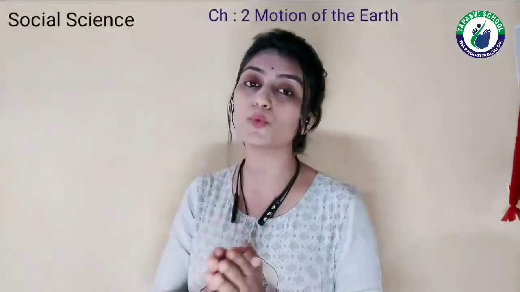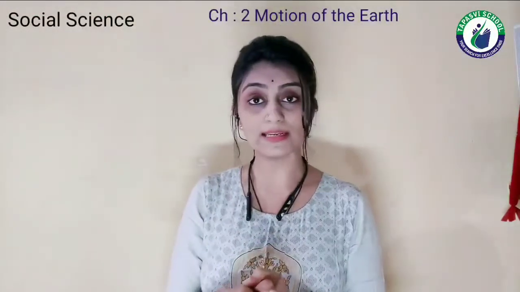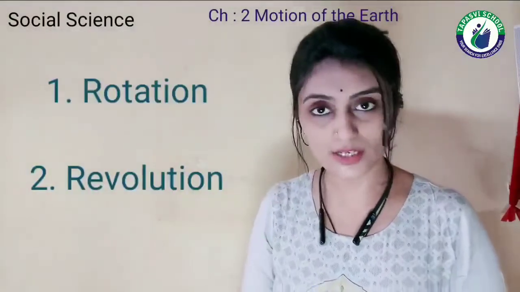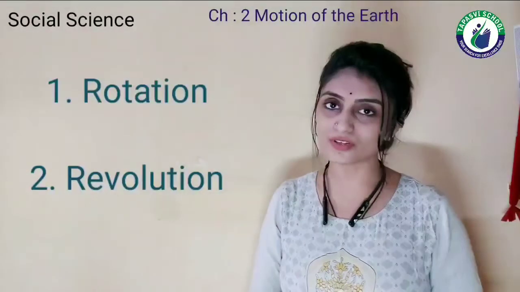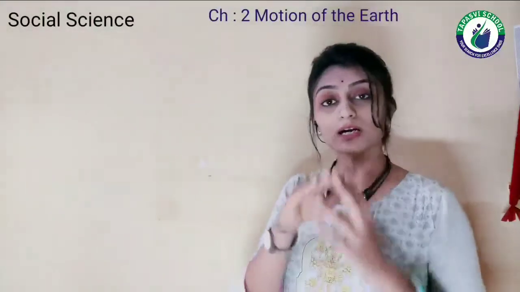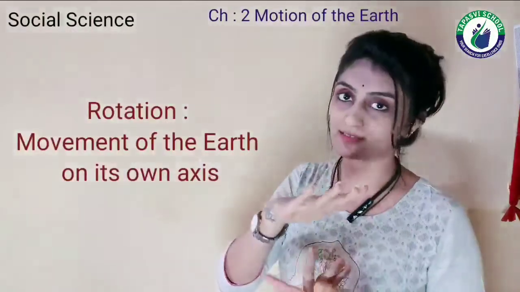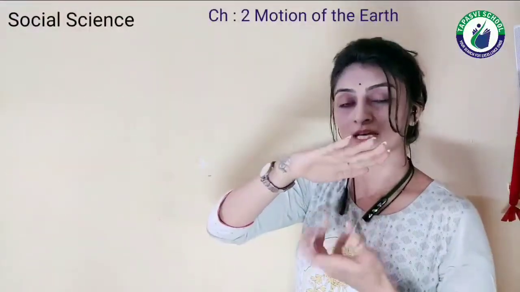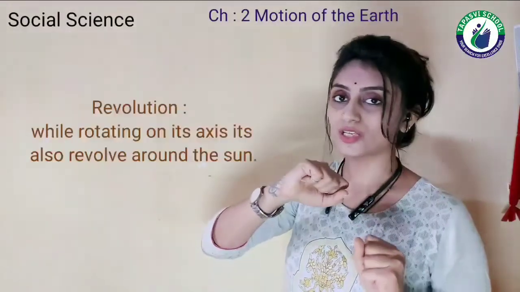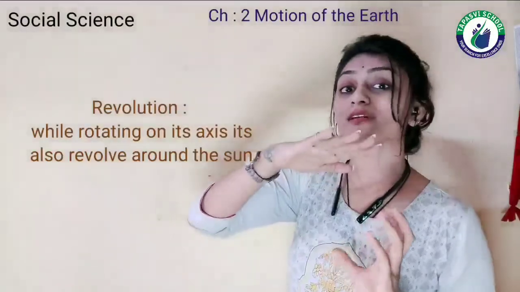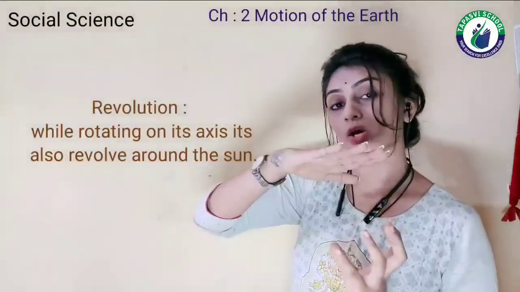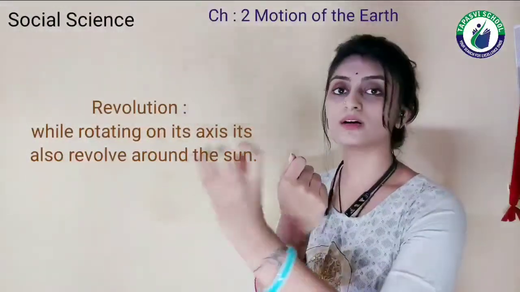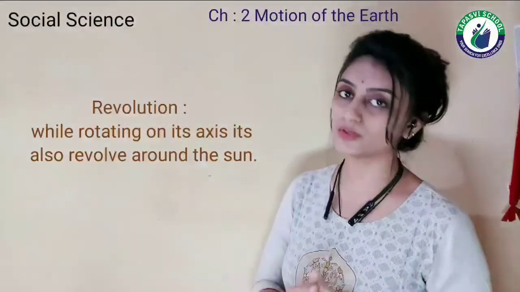There are mainly two motions of the Earth. First is rotation and second is revolution. Rotation means the Earth moves on its own axis. The Earth moves around on its own axis like this. So this is the rotation. And while rotating on its own axis, it also revolves around the Sun. So this is called revolution.